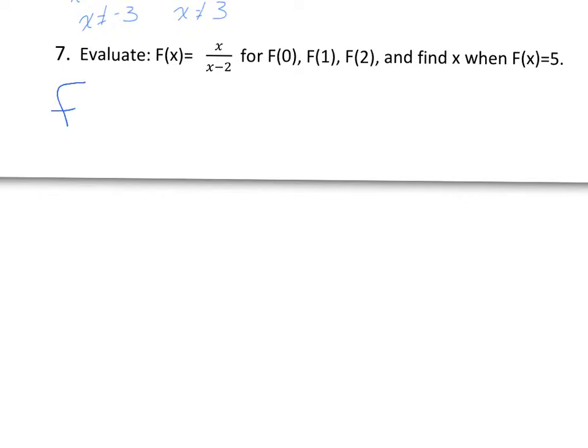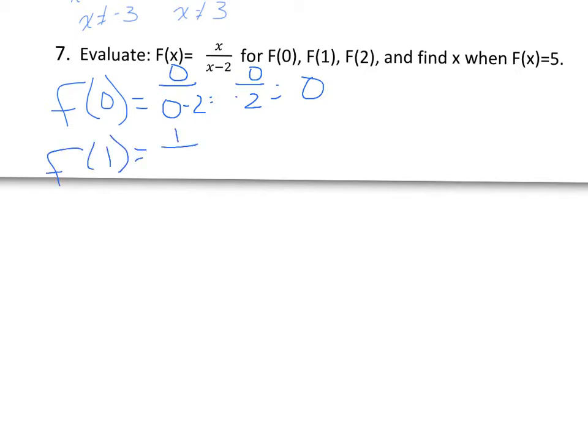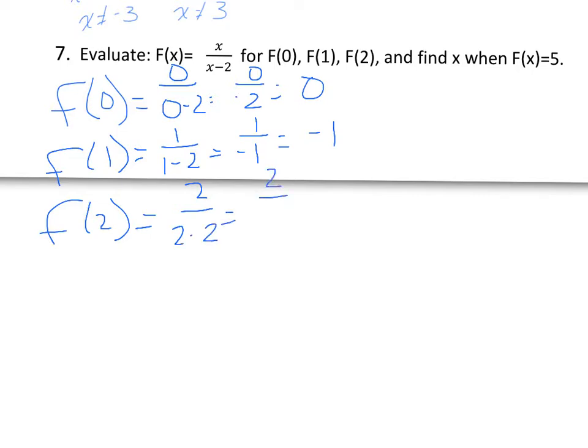So f of 0 will be this same function, but the 0 is substituted for x. So 0 over 0 minus 2 equals 0 over negative 2, which equals 0. F of 1 will be 1 over 1 minus 2, or 1 over negative 1, which is negative 1. F of 2 will be 2 over 2 minus 2, which is 2 over 0, which is not 0, it's undefined, with a 0 in the denominator.